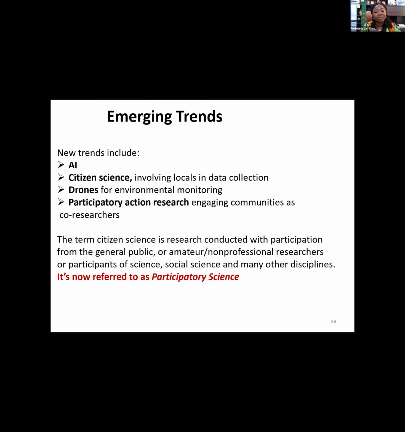Citizen science is research conducted with participation from the general public, okay? Or when you have amateurs or non-professional researchers or participants, of social science and many other disciplines. That is now referred to as participatory science, okay? That citizen science is now participatory science, all right?